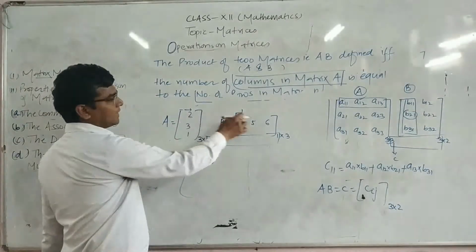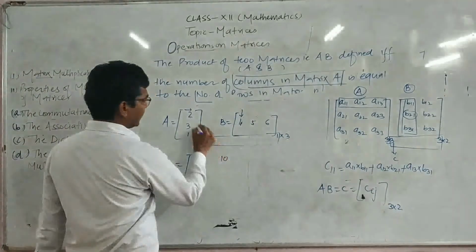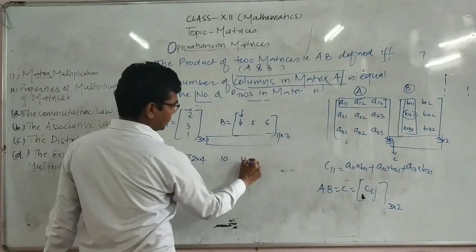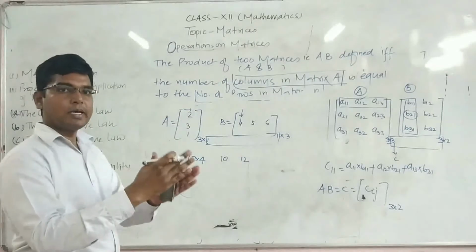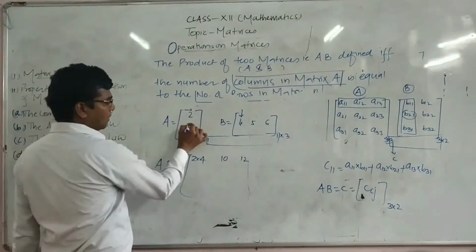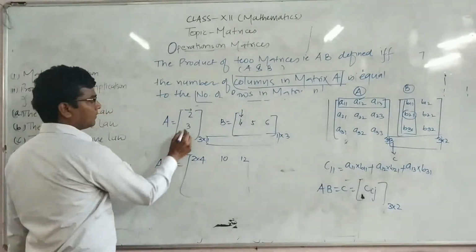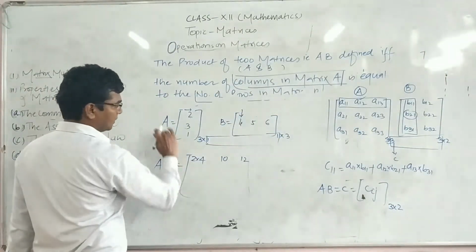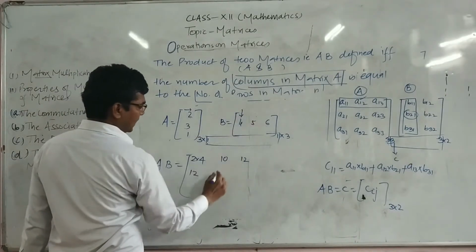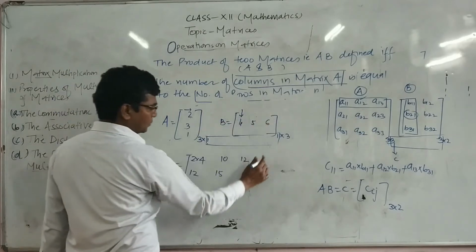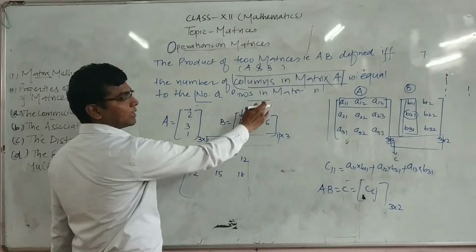Now this row will multiply the second column. So it will be 2 into 5, 10. Similarly 2 into 6, it will be 12. Then row number 1 is multiplied with all the columns. So now we will take the second row, that is 3, which will multiply the first column, that is 3 into 4. So it will be 12. 3 into 5, 15. 3 into 6, 18. Now 3 is multiplied by each of the columns.